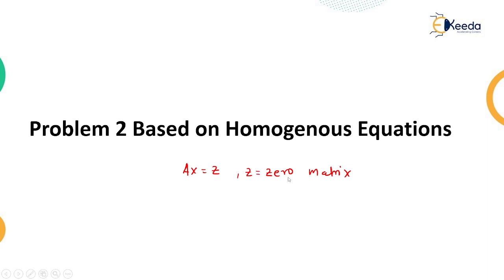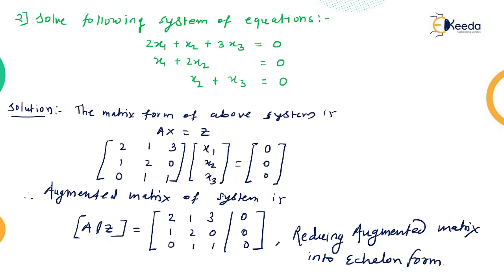Now let me start problem number 2 based on homogeneous equations. The problem is: solve the following system of equations. The equations given to you are 2x1 + x2 + 3x3 = 0, next x1 + 2x2 = 0, and the third one is x2 + x3 = 0. You observe the coefficients of these.